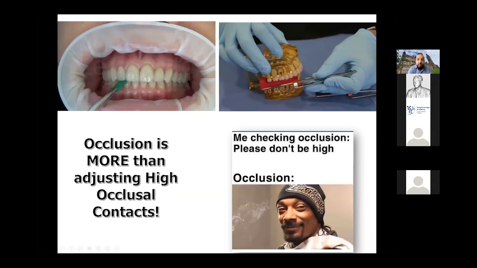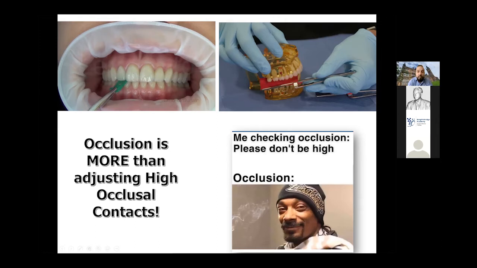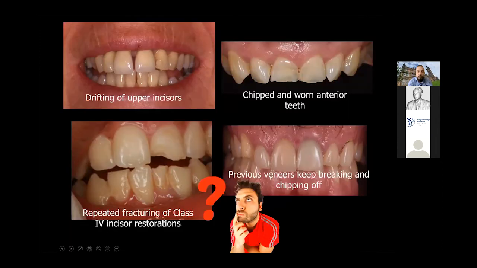And you have to remember that occlusion is more than adjusting high occlusal contacts, more than detecting them with the articulating paper and adjusting. This is not occlusion. So we need to think beyond this. We need to go the extra mile of examining the occlusion to know what could be the factors causing this failure. So let me put a slide in front of you on the screen.